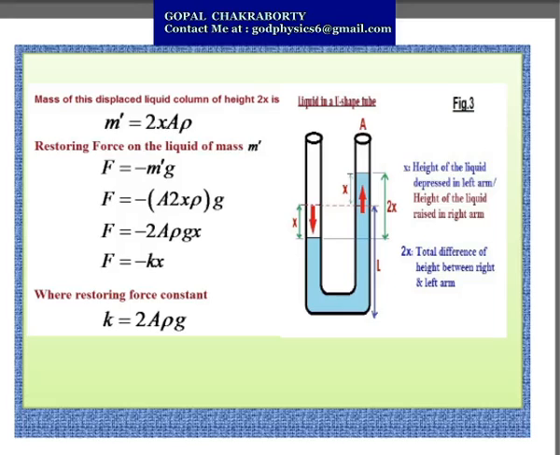So what is the mass of that displaced liquid? m' equals 2x, as the height change is 2x, into A, the cross-sectional area, into density. So volume into density will give you the mass of the displaced liquid. The restoring force F equals minus m' g. We substitute the value of m' from the first equation, so we get F equals minus 2A rho g x. From there we can write F equals minus k x, where k is the restoring force constant, and the value of k is 2A rho g.